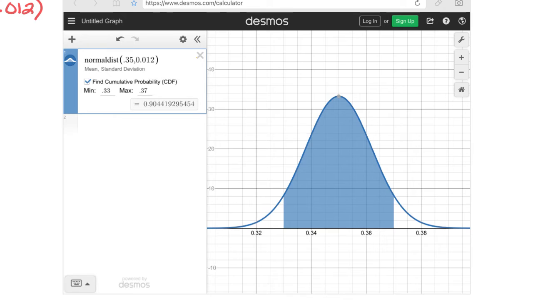So we can say that using Desmos, we have a 0.904 as our probability, or we could rewrite that as 90.4% probability that this particular sample is within 2% of what is happening as a population.